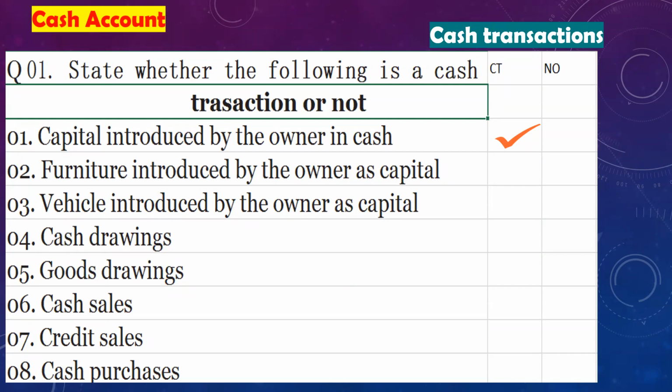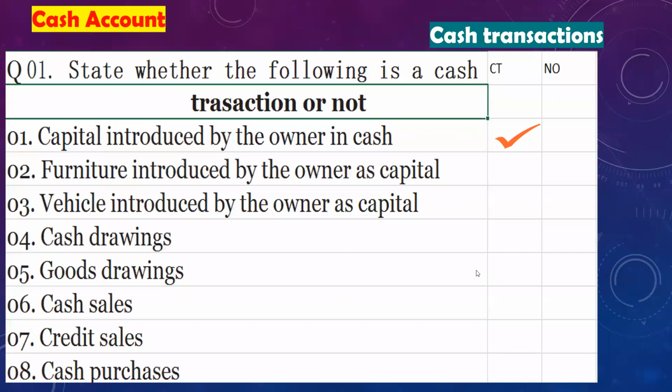Is it a cash transaction? Yes means 1, no means 0. Number 2, we are not paying money. We are not receiving money when owner introduces a furniture as capital. Therefore, it is not a cash transaction.